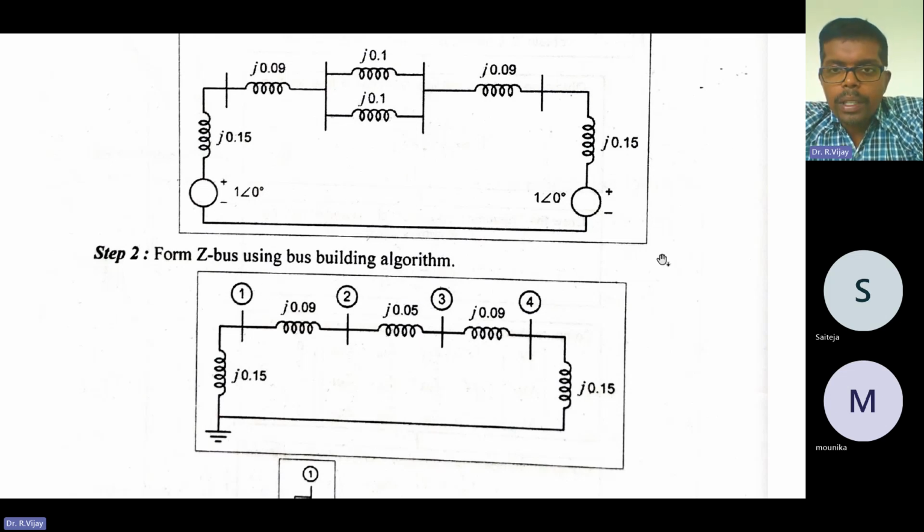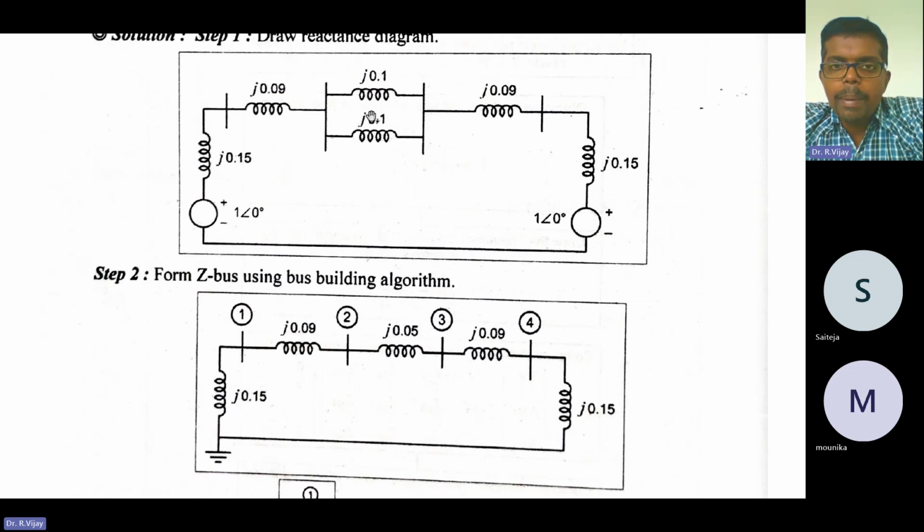So here the voltage sources are short circuited. Here it is J into 0.15, connected to bus 1. The two lines are in parallel, so we convert them into one. J into 0.1 and J into 0.1, same values, so divided by 2, that is J into 0.05. Here it is J into 0.09. So buses 1, 2, 3, and 4 are there.